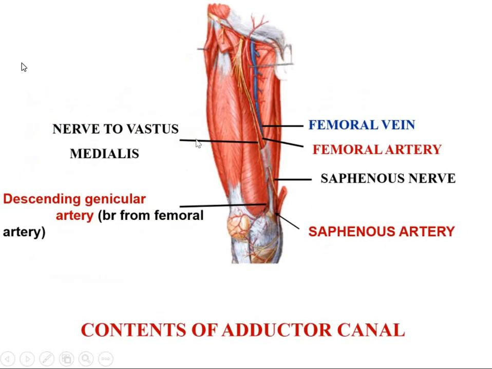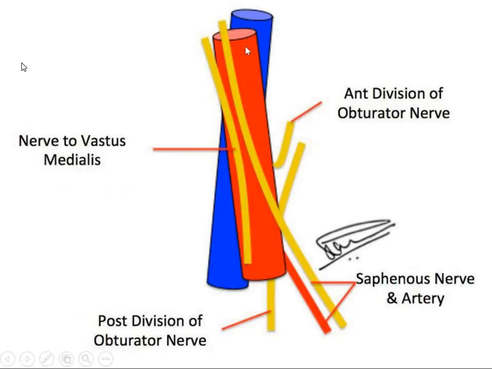Okay. So contents, if you see, you can see the structures which are passing from above, going beneath and passing posteriorly. Okay. We have this descending genicular artery. Okay. Descending genicular artery is the artery which is branched from the femoral artery, and it helps in formation of anastomosis around the knee joint. So we will be dealing with this particular branch, genicular arteries, when we are doing the knee joint. Okay. So this is how the structures look.